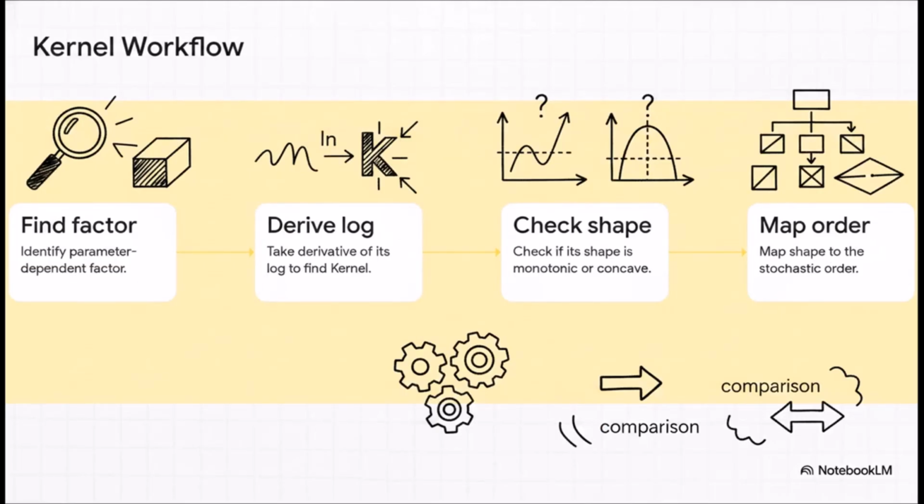So, you're probably wondering, how do I actually apply this workflow in my own modeling right now? It's literally a 4-step process. Step 1, identify the parameter-dependent factor of your density. Step 2, take the derivative of its log to extract your kernel. Step 3, check the geometric shape of that kernel, like is it monotonic, is it concave? And finally, step 4, map that shape to the corresponding stochastic order using the cheat sheet we just talked about. 4 simple steps, and you've just replaced pages of tedious likelihood ratio calculus.